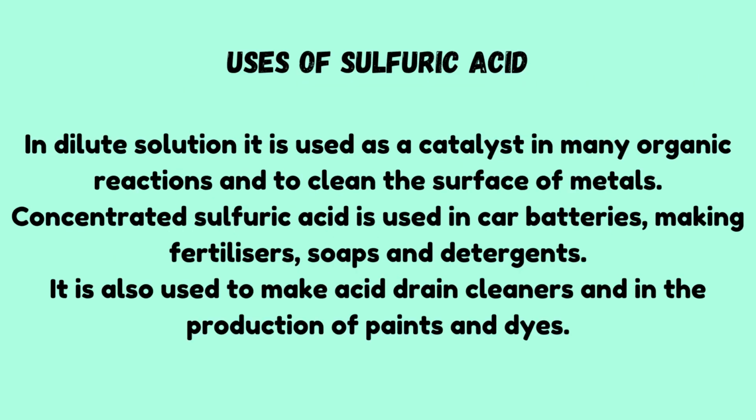What are the uses of sulfuric acid? In dilute solution, it's used as a catalyst in many organic reactions and to clean the surface of metals. Concentrated sulfuric acid is used in car batteries and for making fertilizers, soaps, and detergents. It's also used to make acid drain cleaners and in the production of paints and dyes.